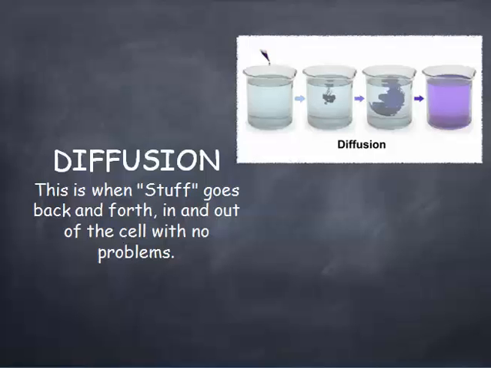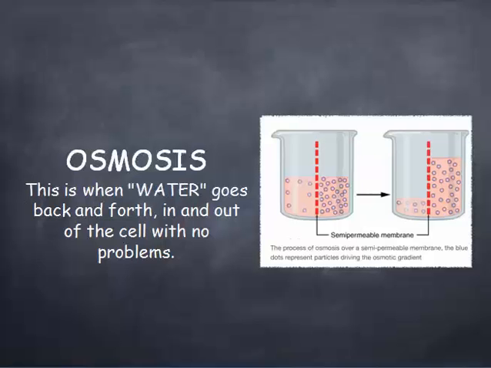Osmosis is basically going to be the same thing, but this is when water goes back and forth in and out of the cell with no problem. So diffusion, anything else. Osmosis, simply water. And remember, that's going to be going from high concentration to low concentration.